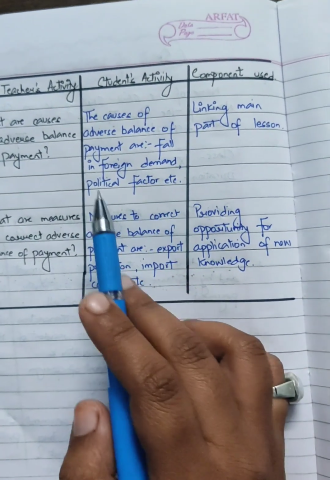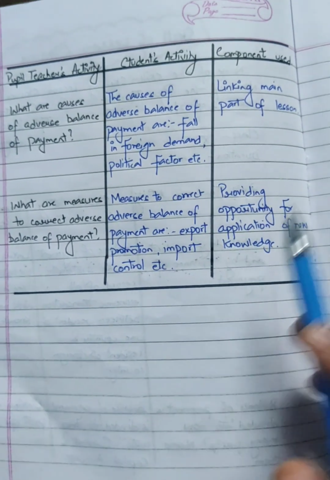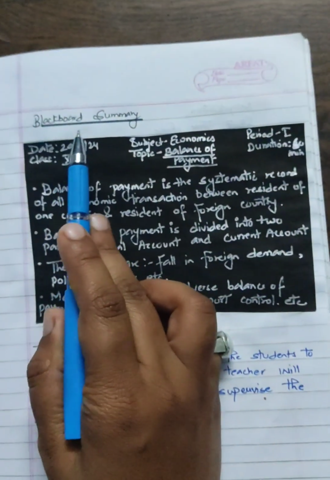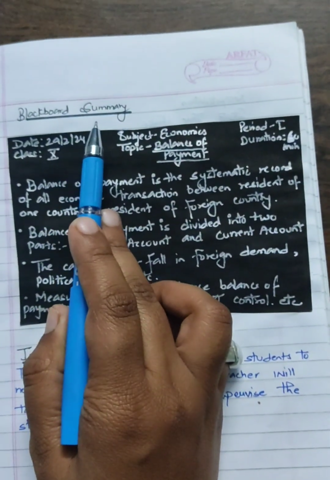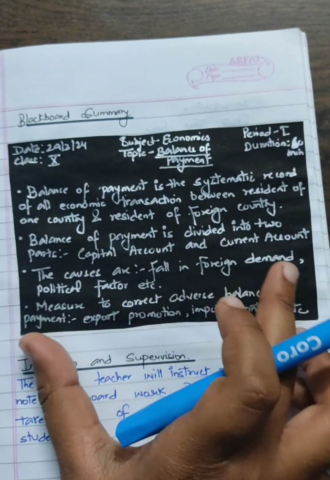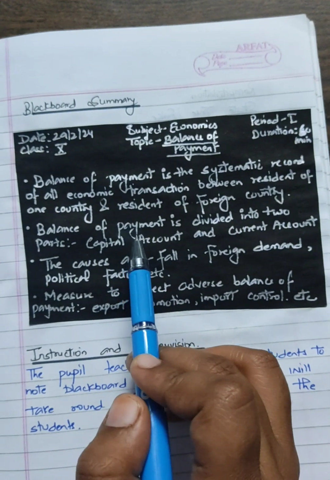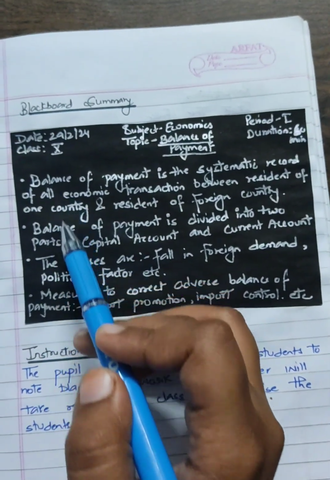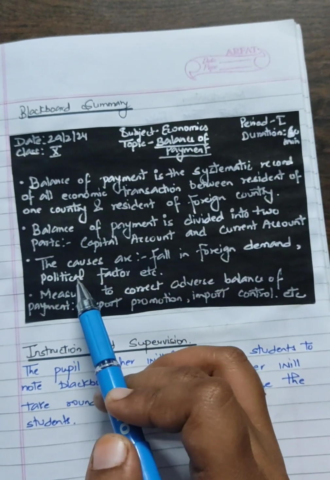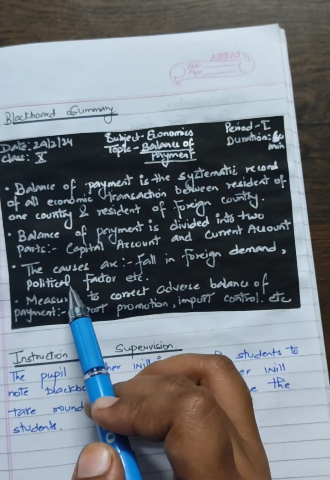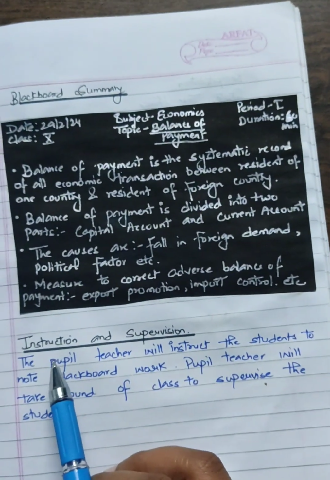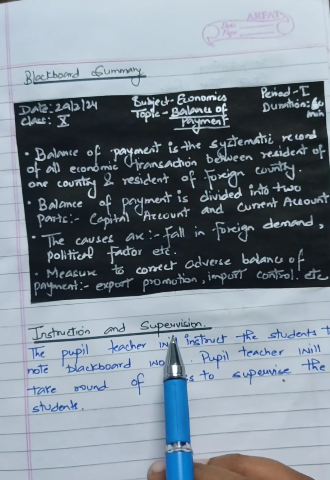After asking 4 questions, draw a margin and give the heading Blackboard summary. Under the Blackboard summary, the pupil teacher has to paste a miniature of the blackboard that will be made up of black chart paper, and she has to write all the answers to the questions she has got from the student. Then you have to give the heading instruction and supervision.